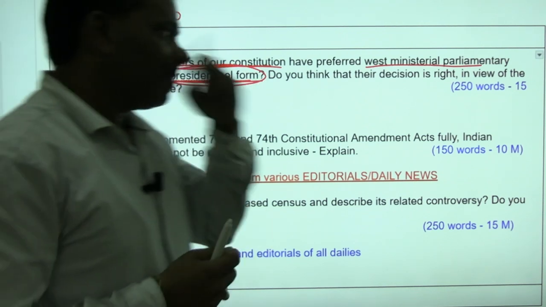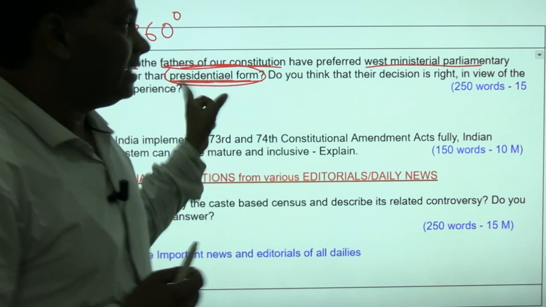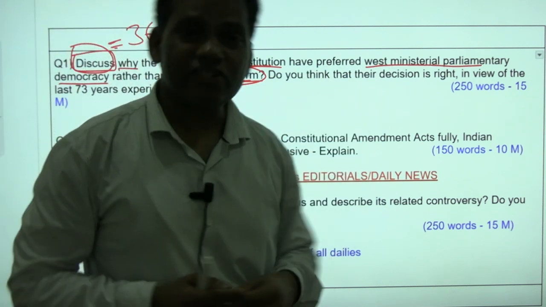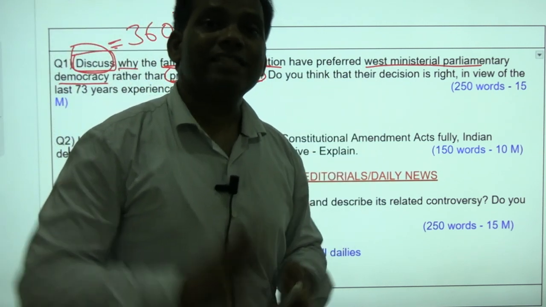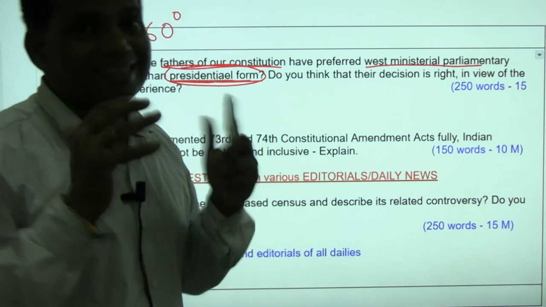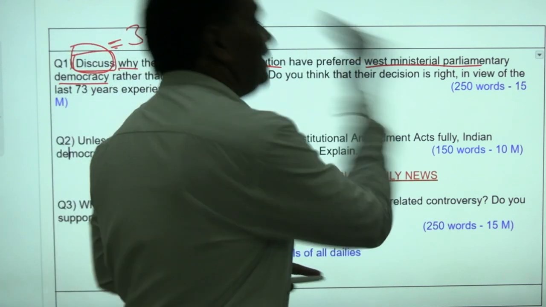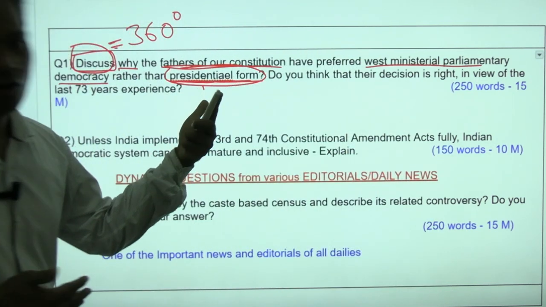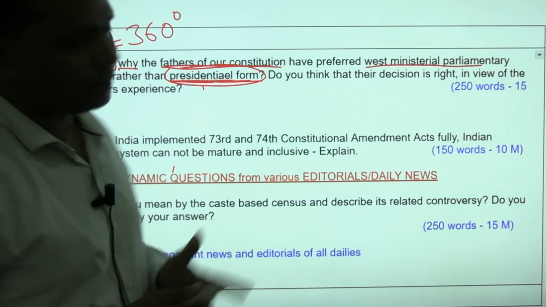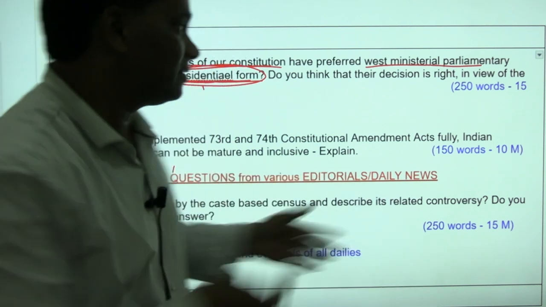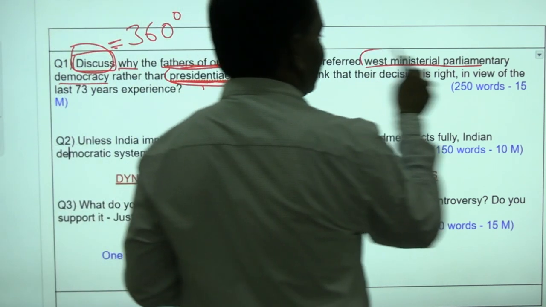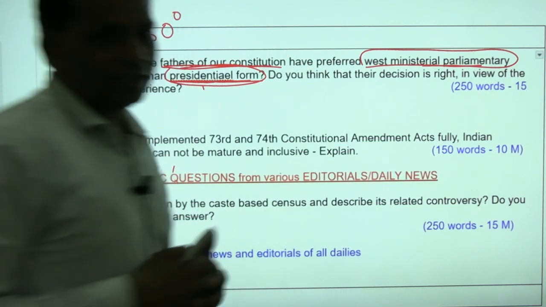Another important reason is that in this Westminster type of government, the chances of despotism and dictatorship are less compared to the presidential form of government. Another most important thing is that culturally also it can provide more representation to the people.